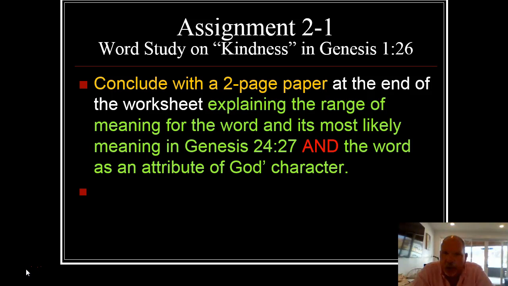After you've done your worksheet analysis, I want you to complete a 2-page paper at the end of the worksheet explaining the range of meaning for the word and its most likely intended meaning in Genesis 24:27. In addition, I want you to spend a few paragraphs really trying to understand how the word is understood as an attribute of God's character.